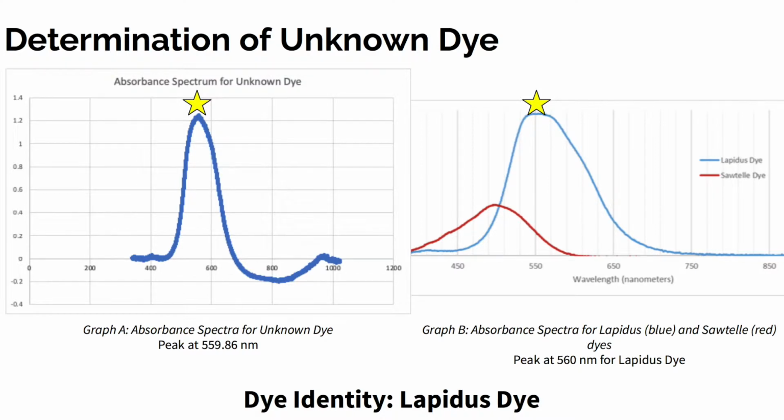To determine the identity of our unknown dye, we compared the absorption spectrum of our dye to that of our unknown dyes. Given that our dye and the Lapidus both have peaks at 560 nanometers, we can confirm that the identity of our unknown dye is the Lapidus dye.